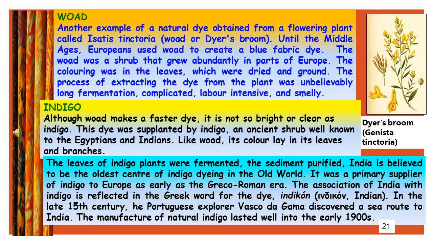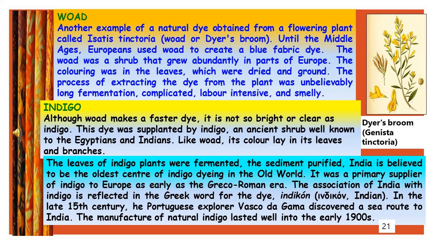Woad is another example of a natural dye obtained from a flowering plant called Isatis tinctoria, woad or dyer's broom. Until the Middle Ages, Europeans used woad to create a blue fabric dye. Woad was a shrub that grew abundantly in parts of Europe. The coloring was in the leaves, which were dried and ground. The process of extracting the dye from the plant was unbelievably long: fermentation, complicated, labor-intensive, and smelly.